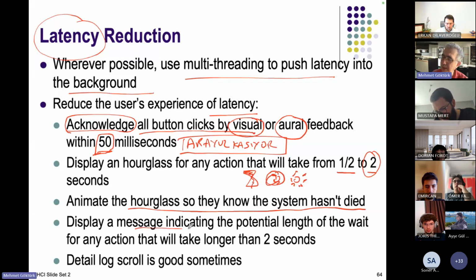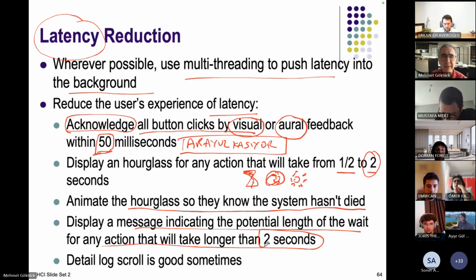Display a message indicating the potential length of the wait for any action that will take longer than 2 seconds. So if it is going to take longer than 2 seconds, up to 10, display a message: this may take a while. And a dialog, this may take a while, and an hourglass again, up to 10 seconds.